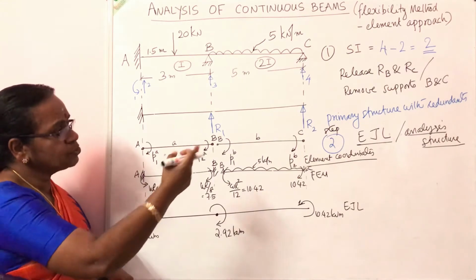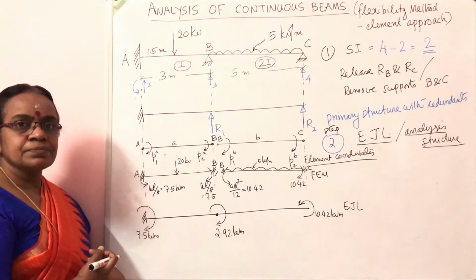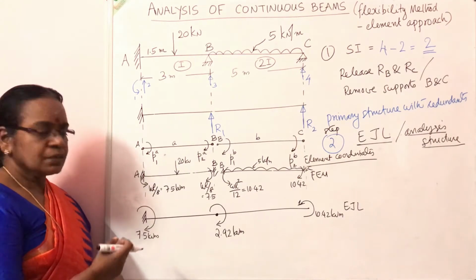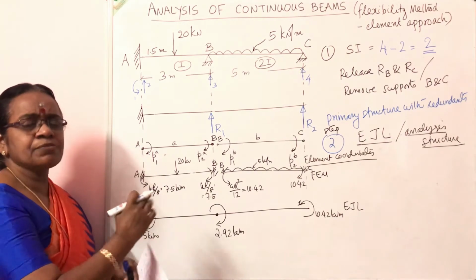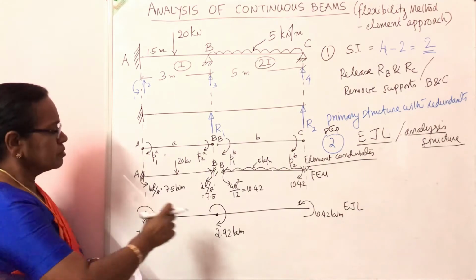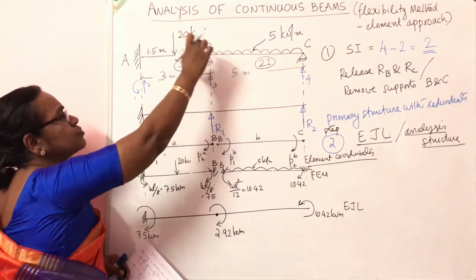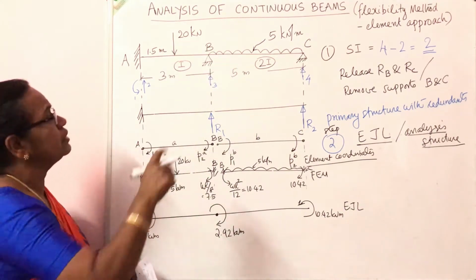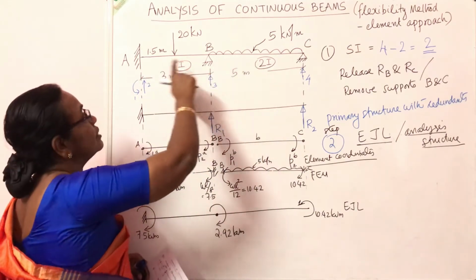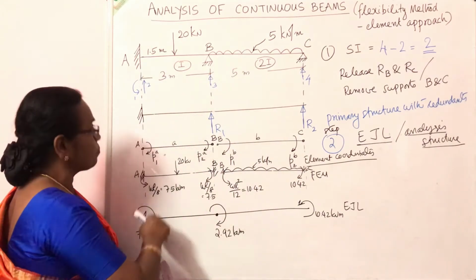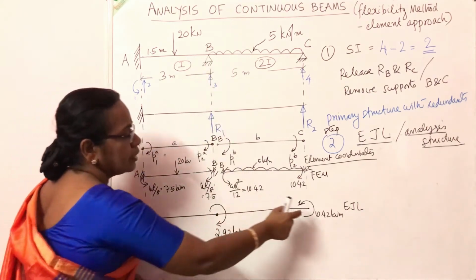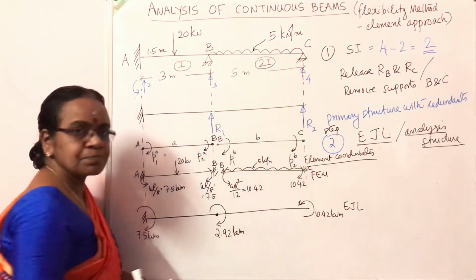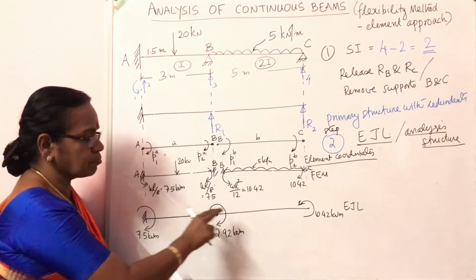Now, coming to the analysis structure. The analysis structure is, we can have certain deletions from this. That means this is equivalent to, instead of this 20 kilonewton and 5 kilonewton per meter, this original structure being subjected to a moment of 7.5 at A, a moment of 2.92 at B, and 10.42 at C. We can replace it with these three moments.